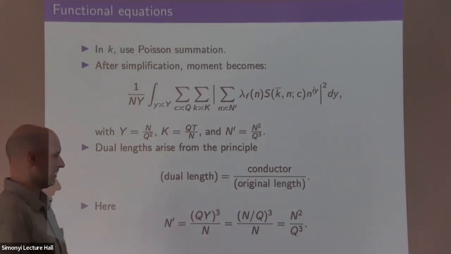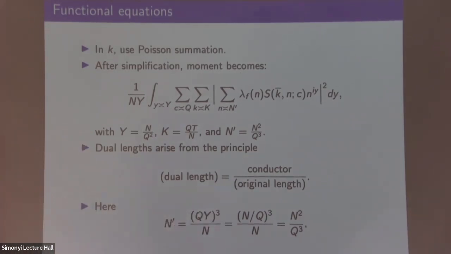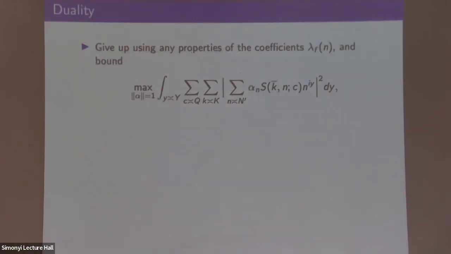Q times y is n over q, and so this thing becomes n squared over q cubed. So you see that the bigger q is, the smaller n prime is. But maybe you don't want to take q to be the square root of n. We'll optimize it at the end. So now we're going to completely give up any properties of these coefficients and just treat this as a general bilinear form.